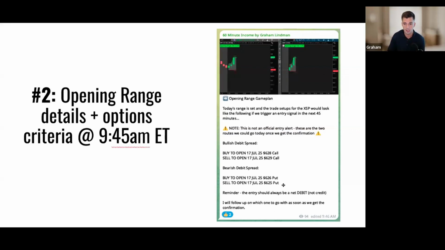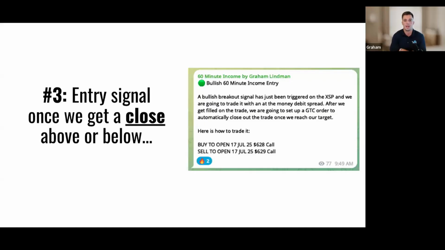These are the two routes we can go once we get confirmation. Again, net debit, not credit, and I will follow up as soon as we get confirmation. So these are the two. If we get a bullish break, these are the options we're trading. If we get a bearish break, those are the options we're trading. I just want you to have them in advance. Now, 99% of the time, this will be what we go with. On the rare days where we get a massive move, we may need to adjust these. But generally speaking, this will give you the game plan of the options to roll with.